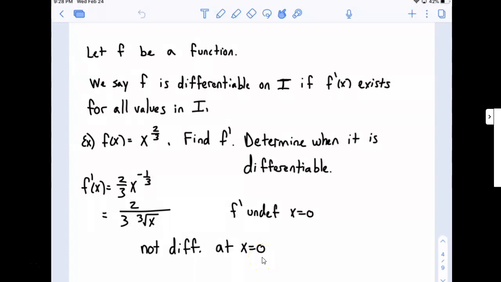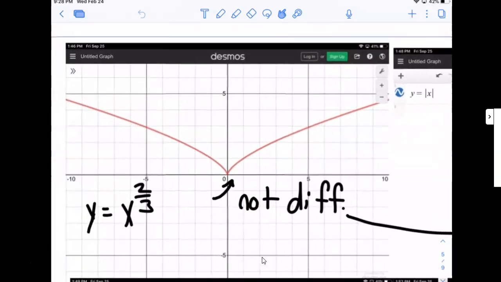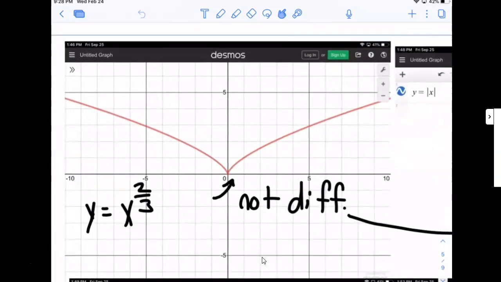Now, one of our main focuses is, well, what does that look like? What does non-differentiability look like? Well, here's our x to the 2/3 function. It's not differentiable at 0. And what I want you to see here from this picture is that we have this sharp point coming down. The graph makes a sharp turn. And so it's not differentiable because of that sharp turn in the graph.